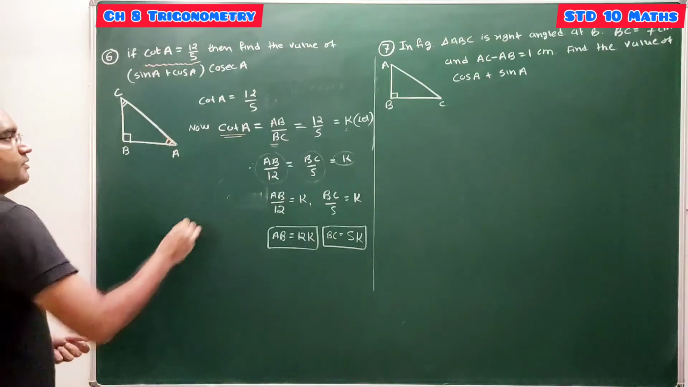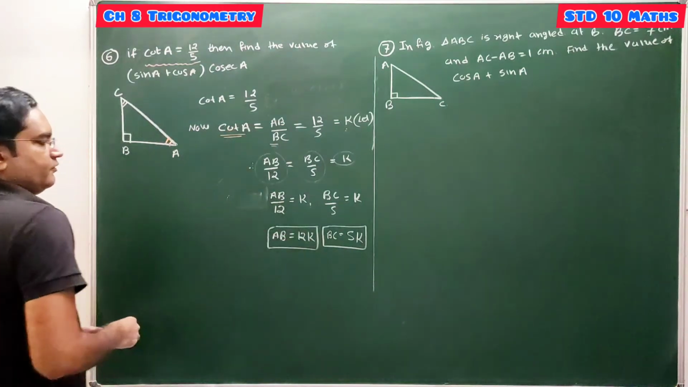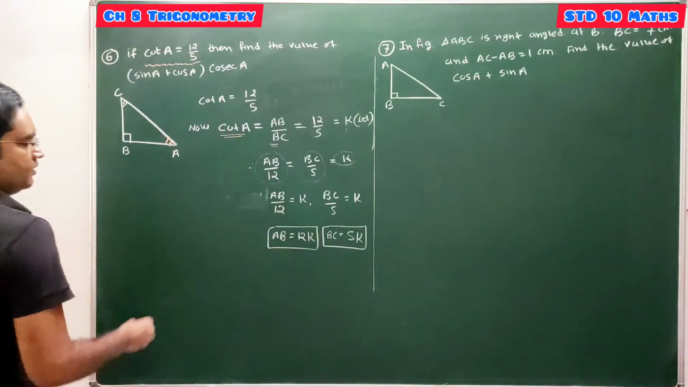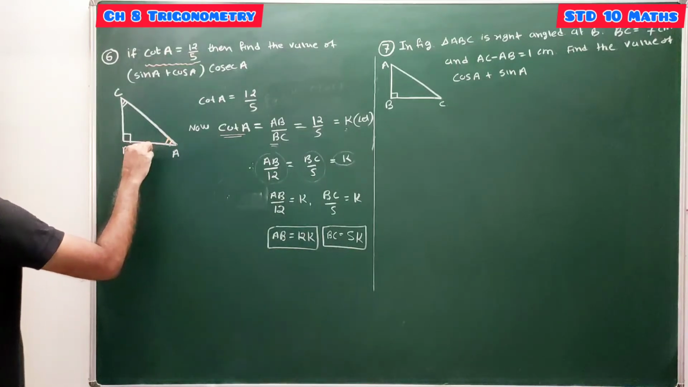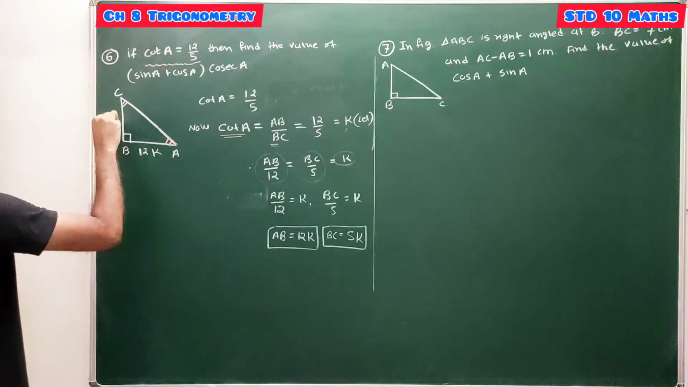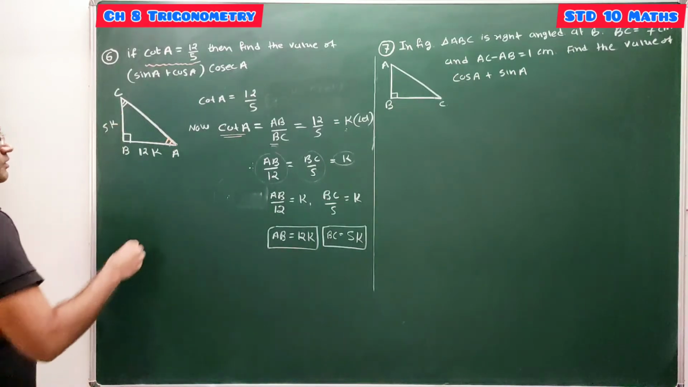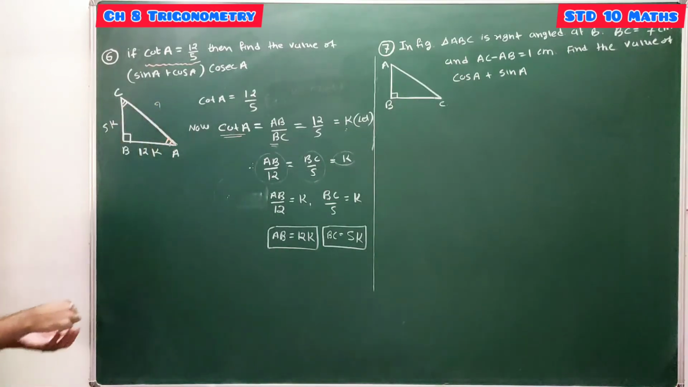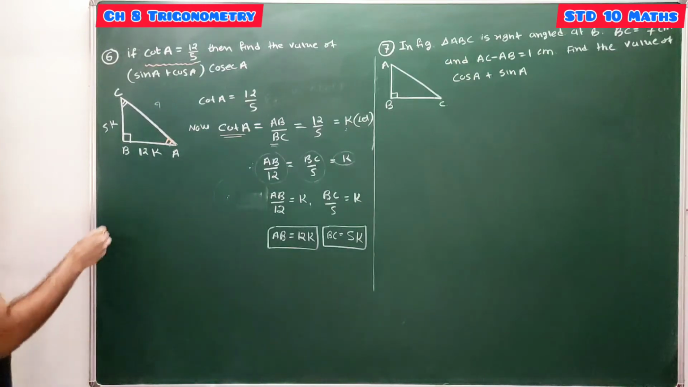So from using this trigonometric ratio, we find the values of AB and BC. AB is 12K and BC is 5K. So two sides are there. We have to find the value of the remaining side, and for that we are using Pythagoras theorem.